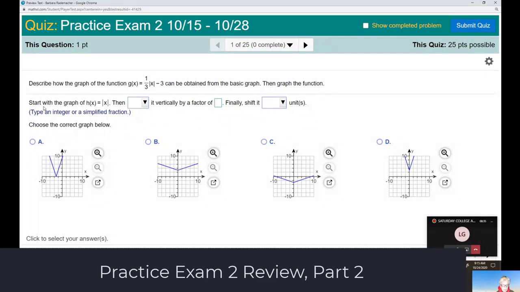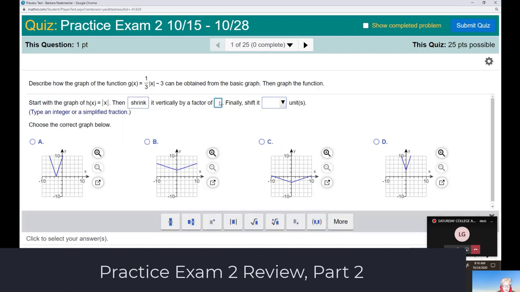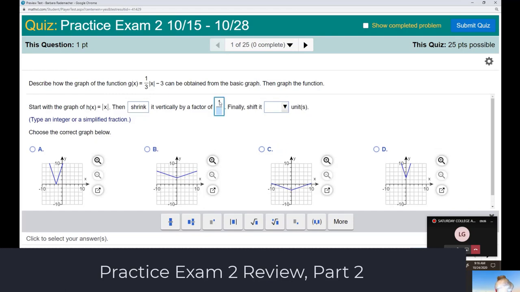Okay. We start with the graph of h of x equals the absolute value of x, and then do something to it vertically. So I'm betting that's the stretch by a factor of. Yes, they always use the factor with stretch. So I'm going to say shrink, actually, it's shrink by a factor of 1/3, 1 divided by 3. The number in front is always either the vertical stretch or the vertical shrink. If it's a fraction like this, it's the vertical shrink.